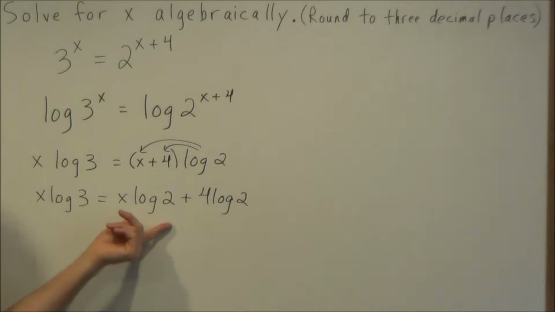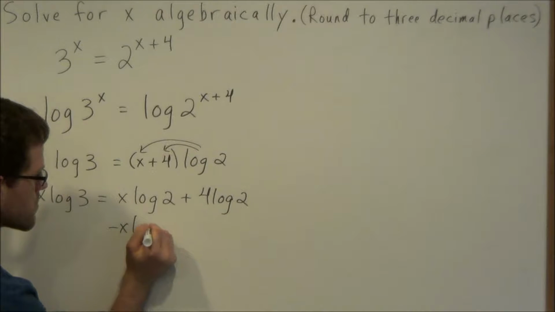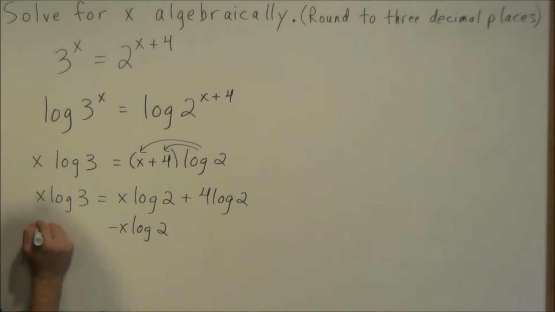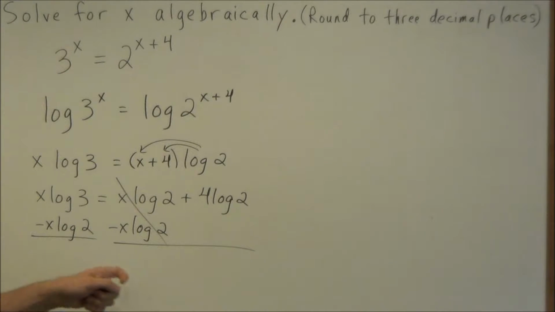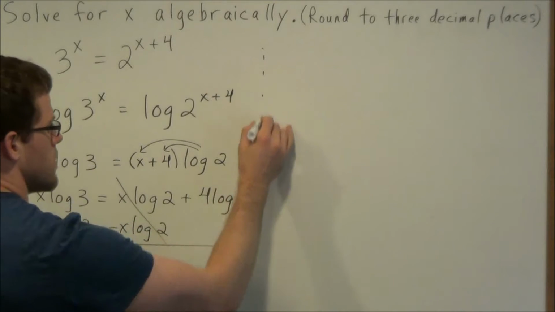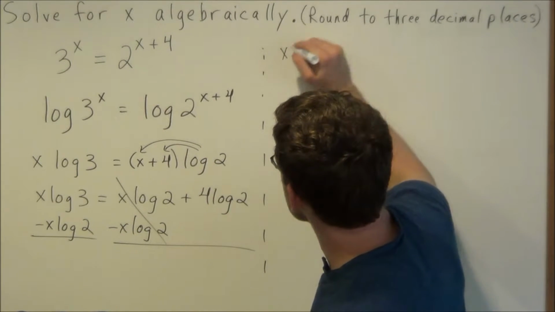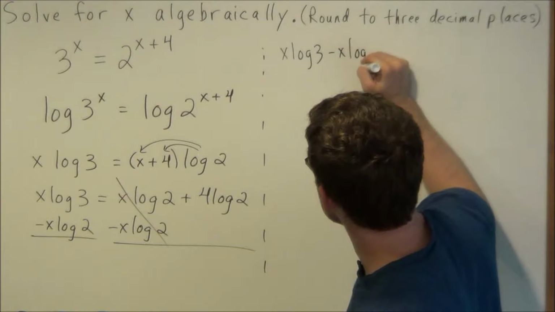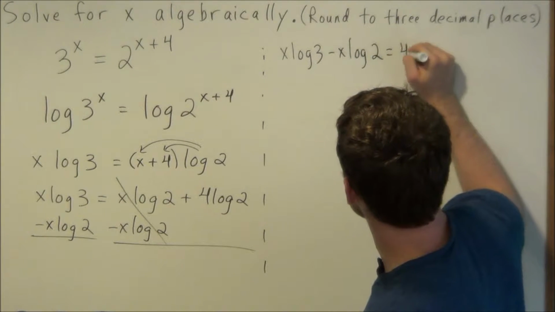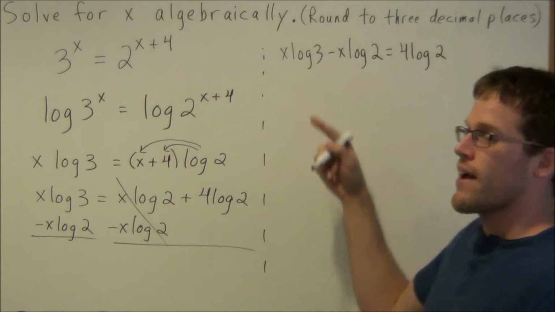So we're going to use that same strategy here, since we have x's on both sides. We're going to bring this x term over to the left by subtracting x log 2 on both sides of this equation. Okay, so the x log 2 minus x log 2 will cancel. And then the next line is going to say x log 3 minus x log 2 equals 4 log 2.